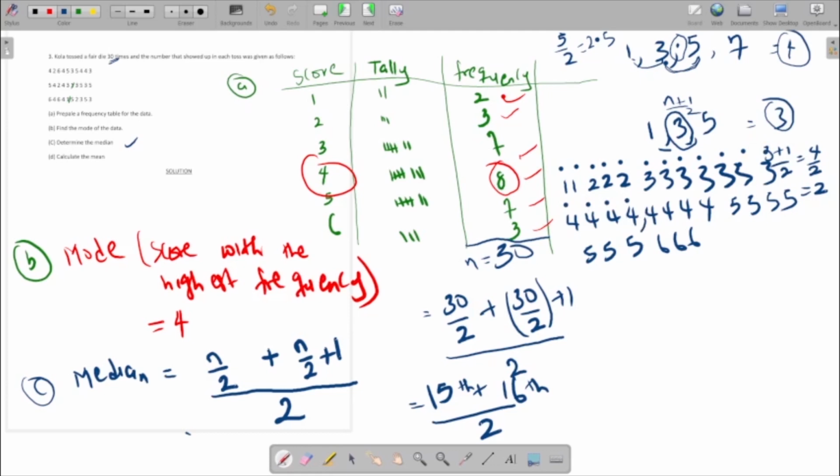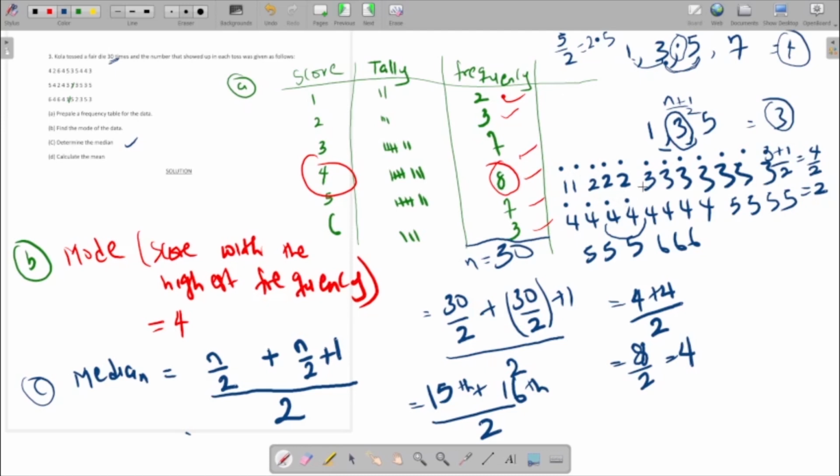So then the 15th and the 16th term. We have 4 plus 4 divided by 2 to give us 8 divided by 2, and that gives us 4. So the median of the given set of data is 4.